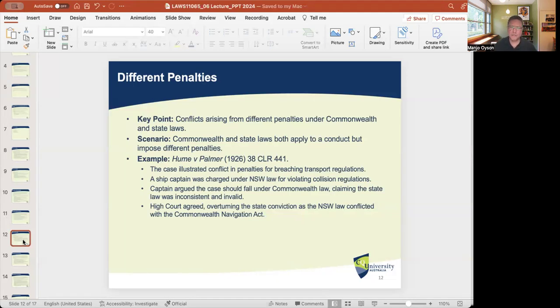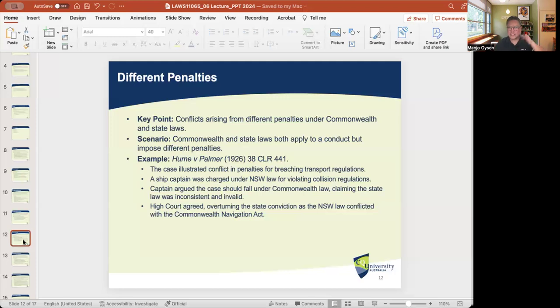what then happens? So in the case of Hume and Palmer, this involved a conflict in penalties for breaching transport regulations, in particular as far as boat captains were concerned in terms of navigation in internal waters. And as we know, as far as internal waters of a state are concerned, they're similarly internal waters of the Commonwealth because they belong to the Australian Commonwealth. So you have on the one hand a New South Wales law relating to violations concerning regulations about collisions, and on the other hand the Commonwealth Navigation Act, and these two laws had different penalties.